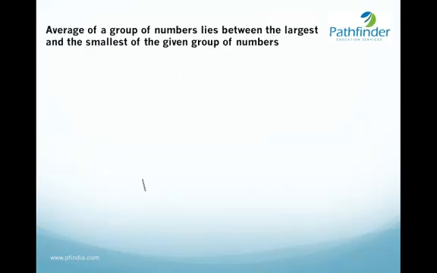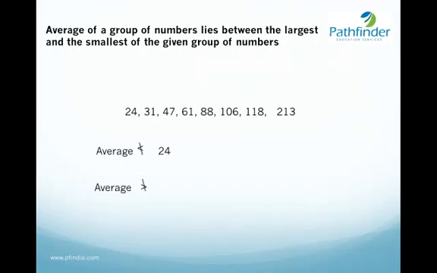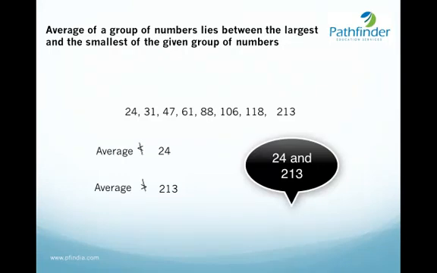So these were two very simple properties of average. Another important property is that the average of a group of numbers lies between the largest and the smallest of the given group of numbers. For example, if there are numbers 24, 31, 47, 61, 88, 106, 118 and 213, then you should know that the average can never be less than the least of these numbers, that is 24, and the average can never be greater than the largest of these numbers, that is 213. So the average must lie between the range 24 to 213.